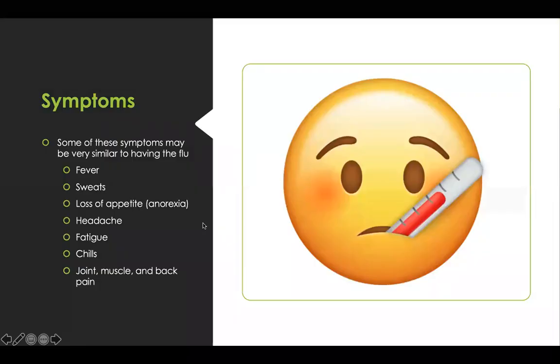So here are some symptoms. And these symptoms are very similar to having the flu, which is sometimes a reason why it's harder to detect if you have brucellosis because of the similarity of the symptoms, such as fever, sweats, loss of appetite, such as anorexia, getting headaches, fatigue, chills, joint muscle and back pain, and joint muscles such as like arthritis.